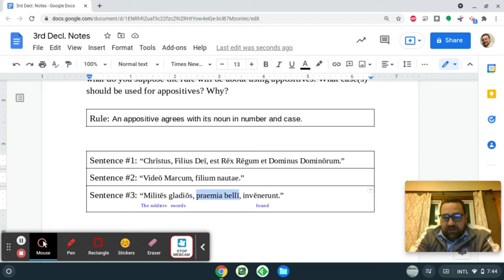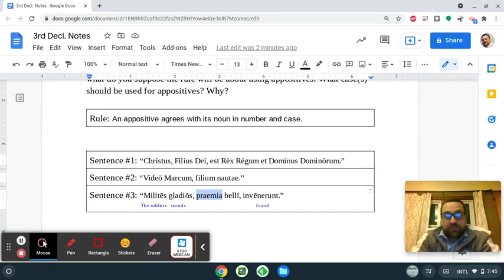So let's see if this rule is being followed. Does praemia, so belli obviously is just of war, it's in the genitive. So does praemia have the same case and number as gladios? Well, gladios is accusative plural. Is praemia accusative plural? It is. Now, praemia could be nominative plural, but praemia could be accusative plural too. So praemia shows up 2 times in the chart if you did the whole chart out for that word. So it does. Yep. So the soldiers found the swords, the rewards of war.